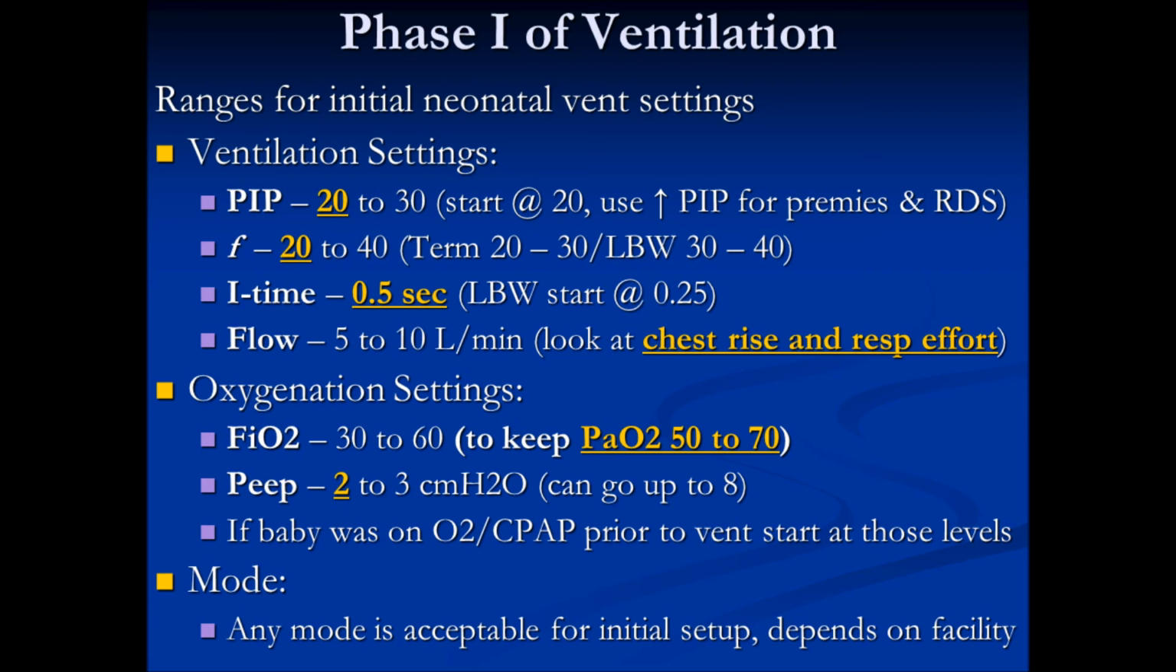If the baby was on any oxygen or CPAP prior to being put on a vent, just like with adults, you will start with those levels. So if the baby was on CPAP of 3 and had an FiO2 of, let's say, 40%, just to keep the numbers to make sense, then that is what you will put them on when you switch them to mechanical ventilation.